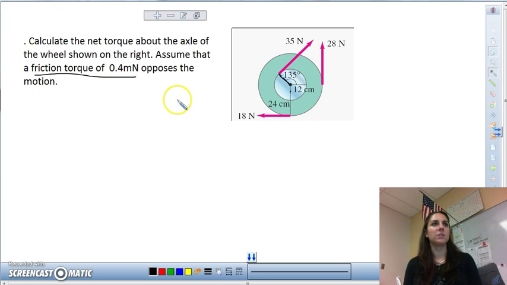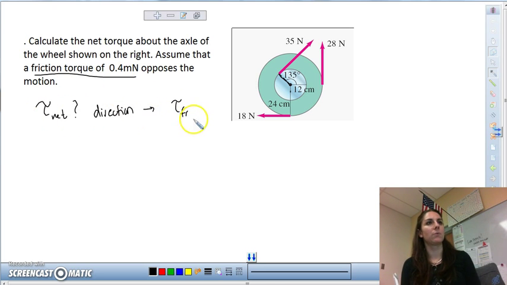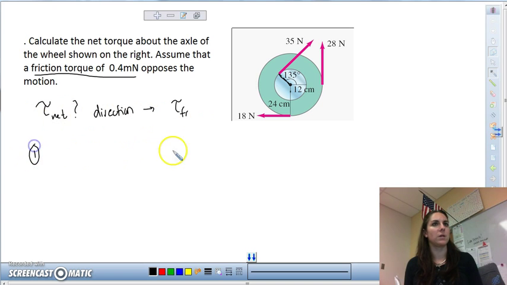So in order to solve this, first we have to figure out the net torque on the system, because that's going to tell us the direction of the net torque. And once we know the direction, we can then figure out what our sign is for our frictional torque, which is given right here. So that's kind of where we're going. So let's start with the first one right here. So I'm going to solve for net torque.